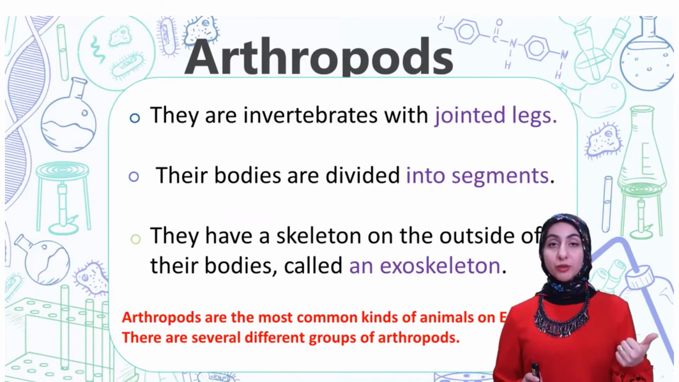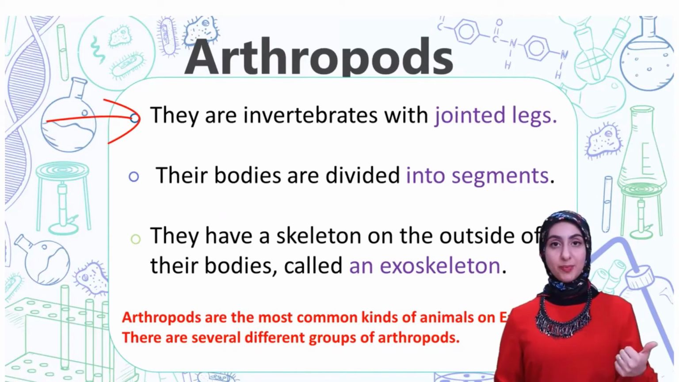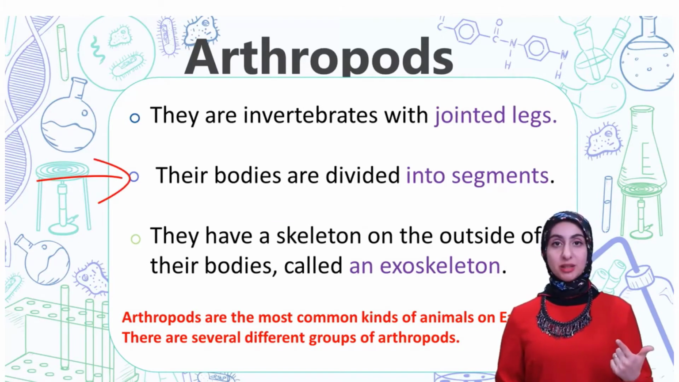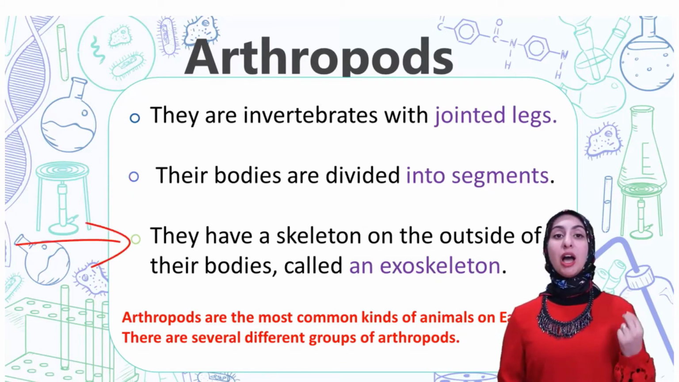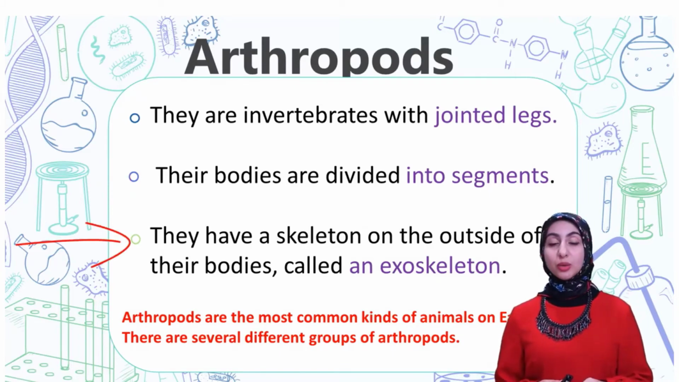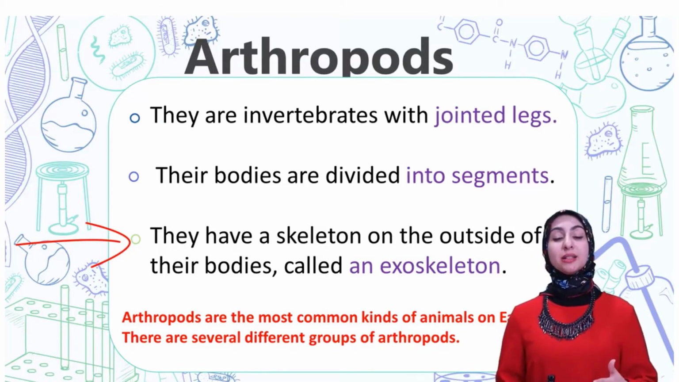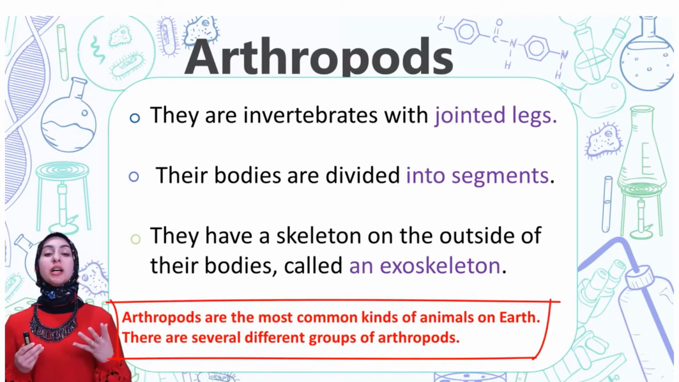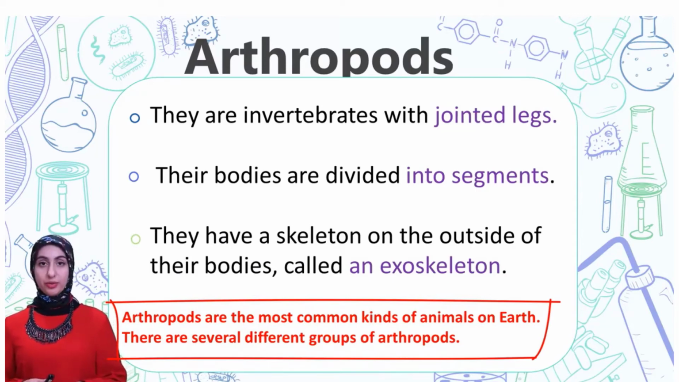Number 1, they are invertebrates with jointed legs. Number 2, their bodies are divided up into segments. Number 3, they have a skeleton on the outside of their bodies called an exoskeleton. Arthropods are the most common kind of animals on Earth.